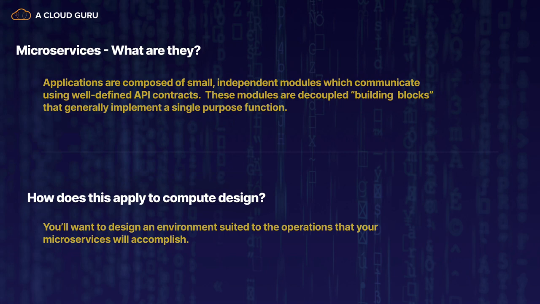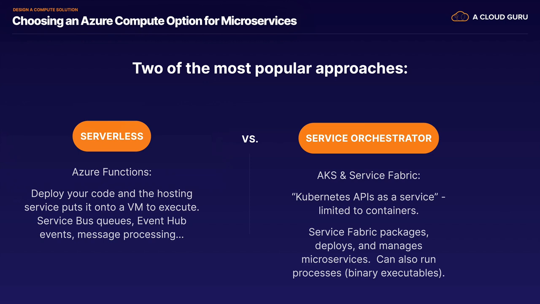There are two primary approaches when putting together compute for microservices. You're going to be looking at serverless or using a service orchestrator. Now, the serverless approach is basically Azure Functions. You deploy your code, and Azure Functions will dump that into a VM to execute. Some options include service bus queues, event hub events, and message processing.